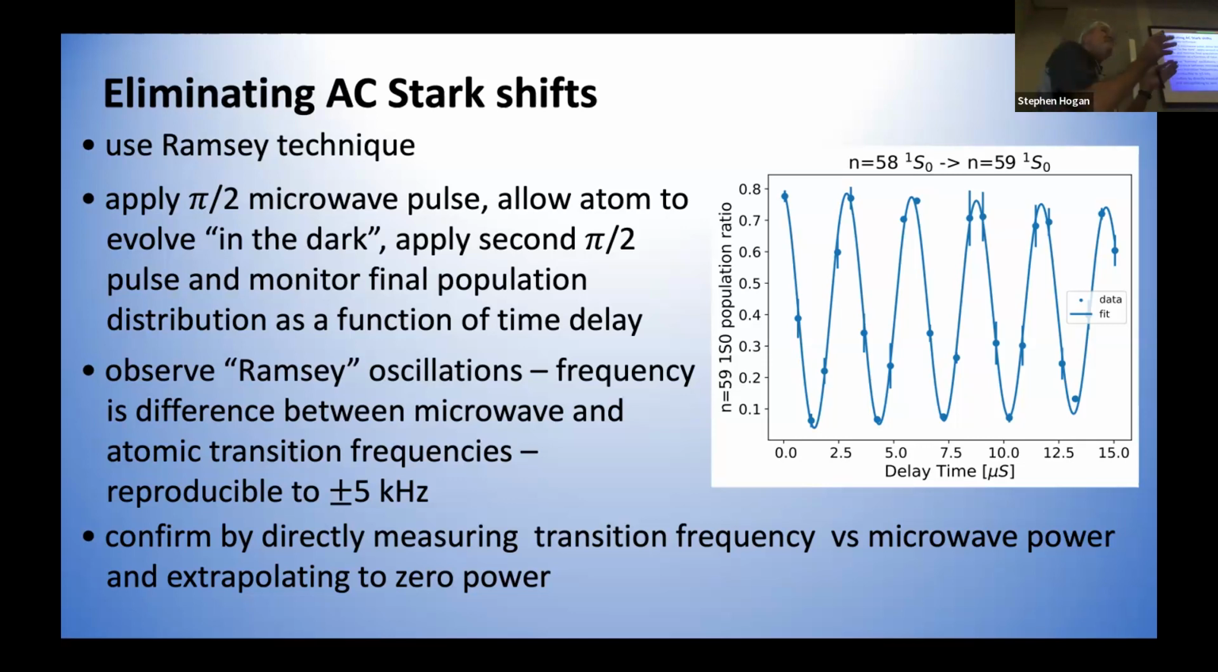And their frequency is the difference between the frequency we're applying and the actual atomic transition frequency. We can test the method by using various detunings and seeing if we always get the same reproducible final frequency. And in fact, we do, within limits of plus or minus 5 kilohertz. And then you can say, well, is there another way to check this method? And the answer is yes. You just measure the transition frequency directly versus the microwave power and extrapolate back to zero microwave power. The two agree very well.